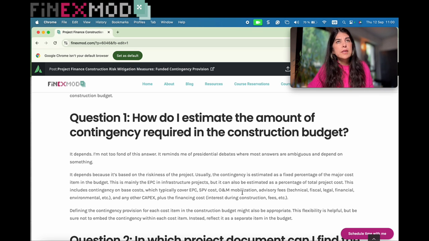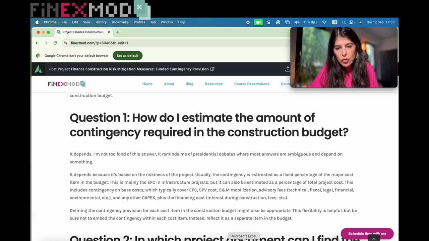However, there are still some benchmarks that you can use, and you can find them online, like 5 to 10% of total project cost for renewable projects. For mining and oil and gas, it might be higher, 10 to 20%, even higher. So the amount really depends on the type of project.